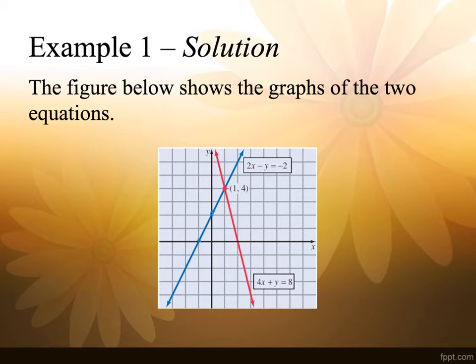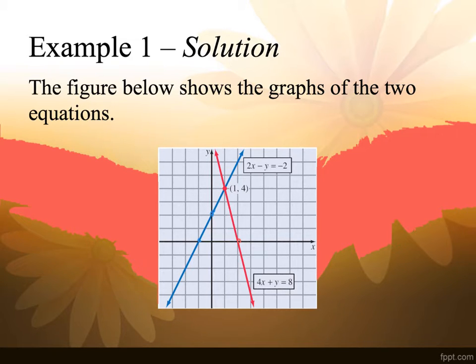The red line is for the other equation, 4x plus y equals 8. We found that it has a y-intercept of 8, which doesn't appear on my screenshot here, but it has an x-intercept at (2, 0). So we plotted that, and we drew a line through those 2 points. Now the solution to this system will be the place where those 2 lines meet one another.